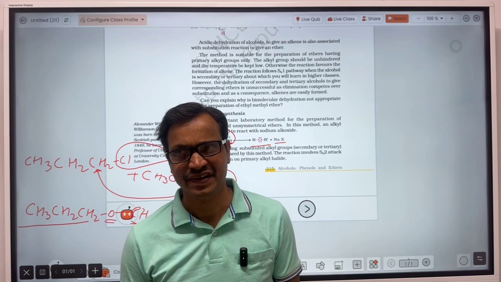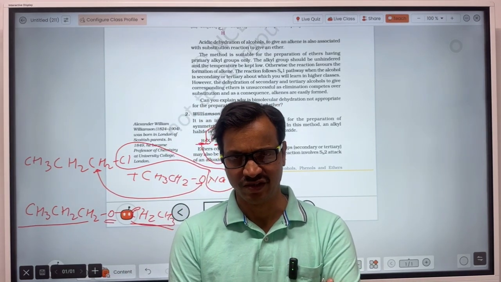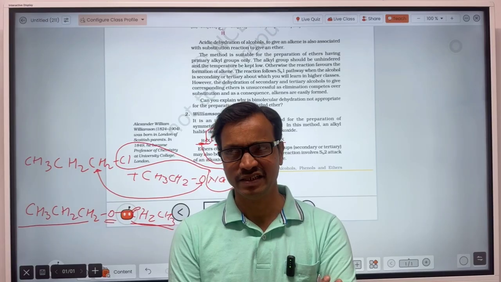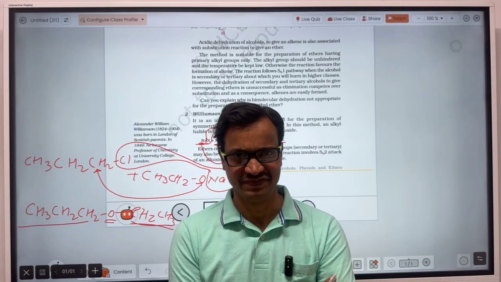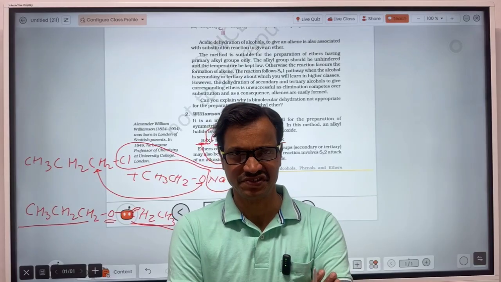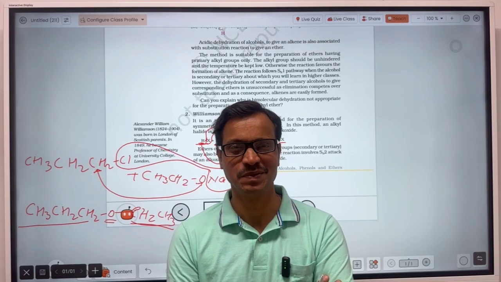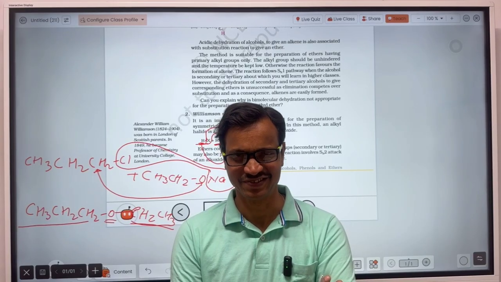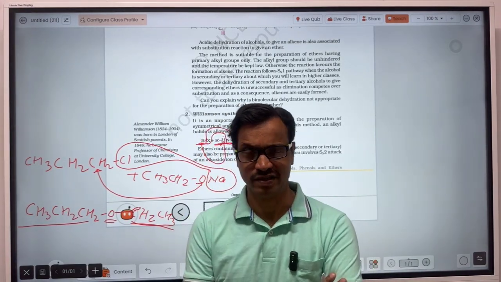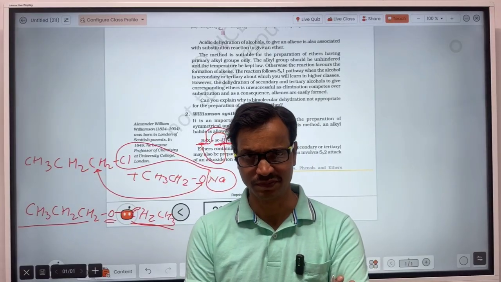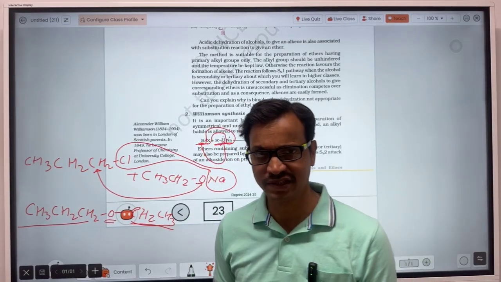Keep in mind, when we write the IUPAC name of an ether, if there is no other functional group in the compound, then we will have to consider the length of the carbon chain. If there is a functional group, then we will consider that later on. So here in this compound there is no functional group apart from ether. That's why we will consider the length of the carbon chain.